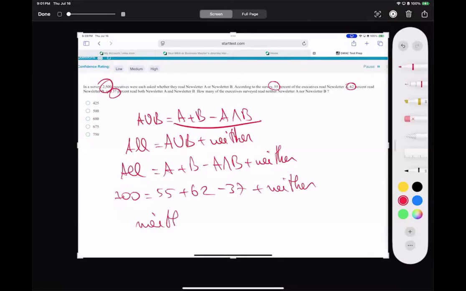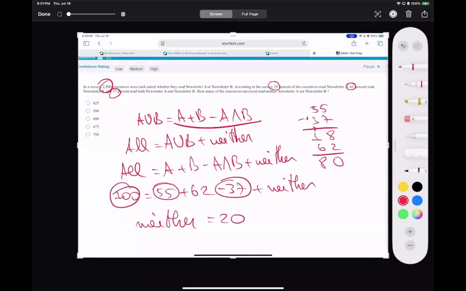So neither will be, okay, 55 minus 37, how much is it? 18, plus 62, 80, minus 100 is 20. So 20%.